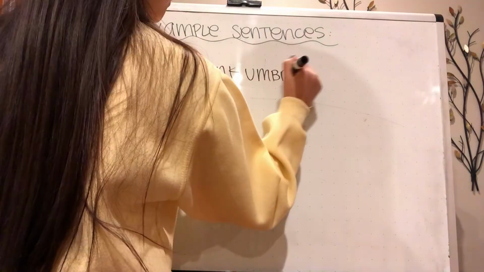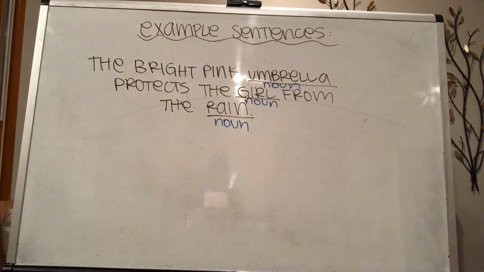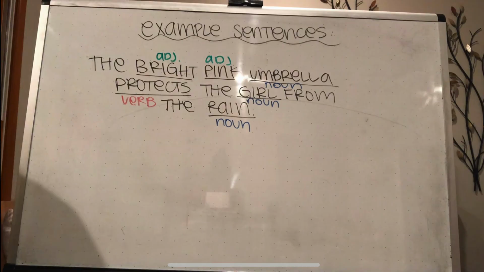This next example sentence is a little more tricky because there are multiple nouns and adjectives. The bright pink umbrella protects the girl from the rain. For this sentence, there are actually going to be three nouns: umbrella, girl, and rain, because they're either a person, place, thing, or idea. In this case, they're things.